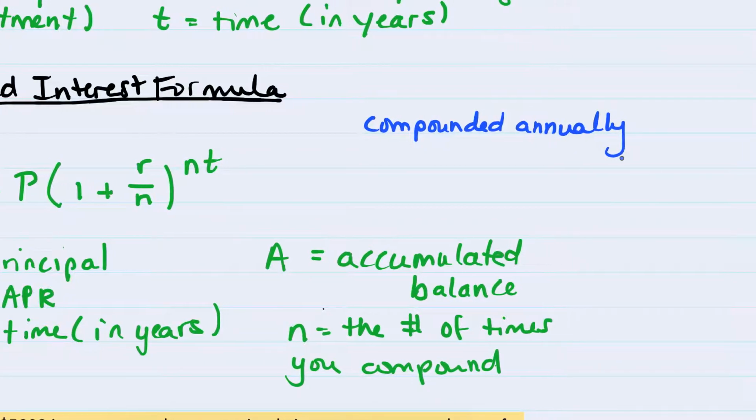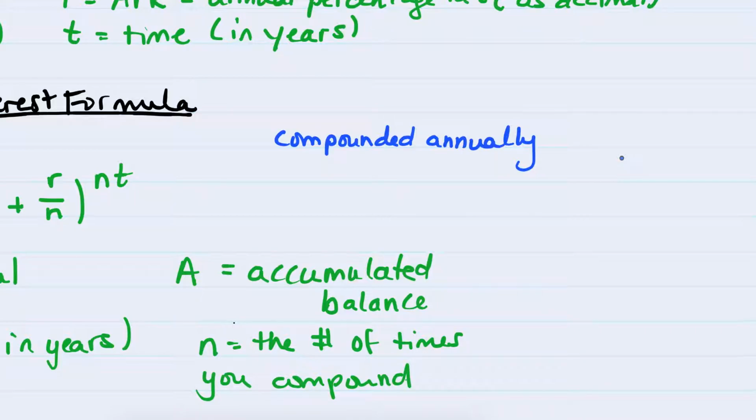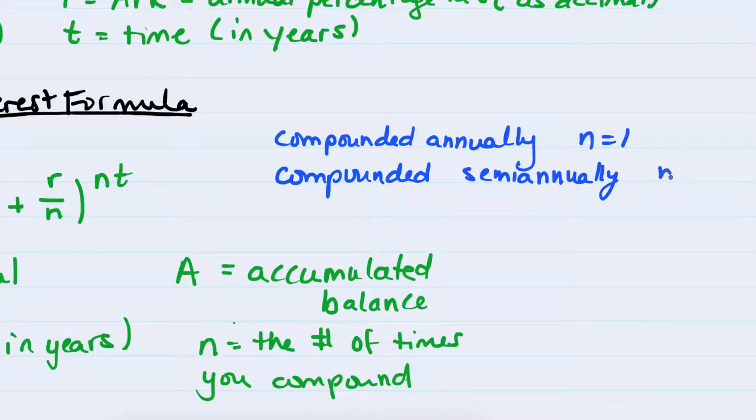So that means you're going to be getting interest once a year. So N is going to be 1. If you see in your problem compounded semi-annually, N is going to be 2. That means twice a year.